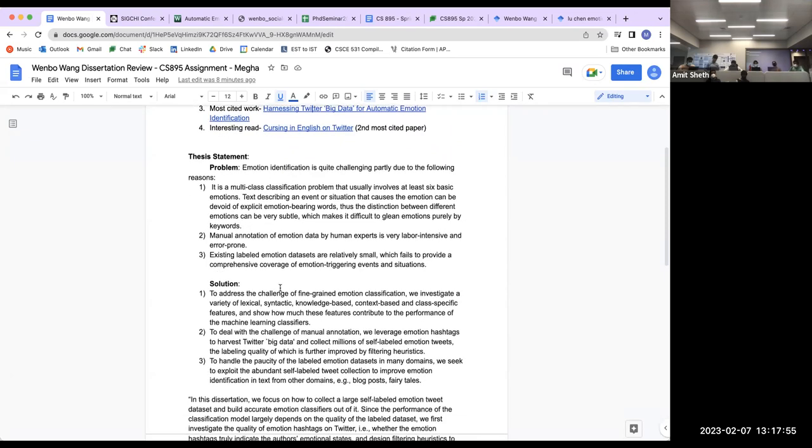According to his thesis statement, the problem is identified as follows: emotion identification is challenging because of the following reasons. It's a multi-class classification problem, and they claim that it involves six basic emotions. I found this to be not very convincing, honestly, when I was reading. Ekman's six, right? Yes, I believe so, yeah.